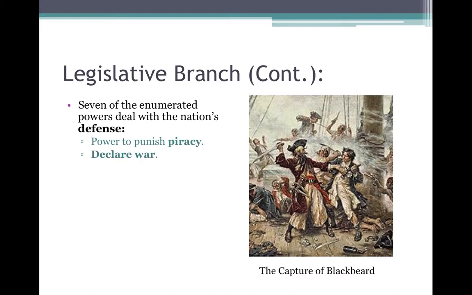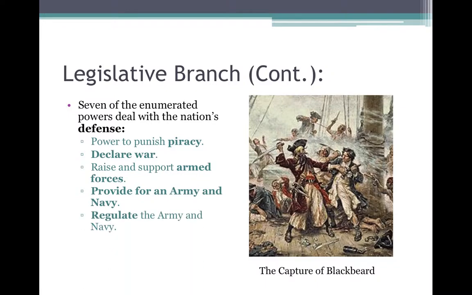Power to declare war. Power to raise and support armed forces, that is Army and Navy and Marine Corps. To provide for an Army and a Navy, and today the other branches, the Air Force. To regulate the Army and the Navy, and to call forth the militia, the National Guard or reserves.